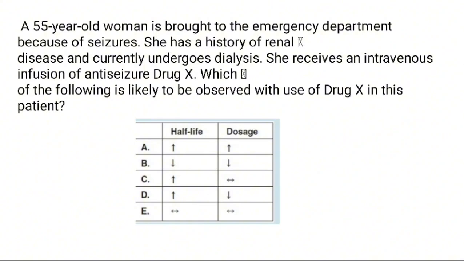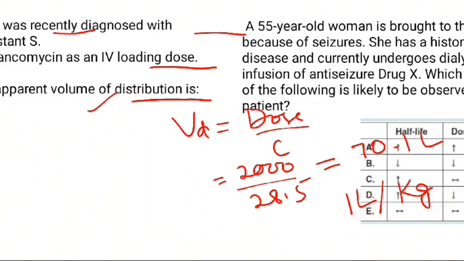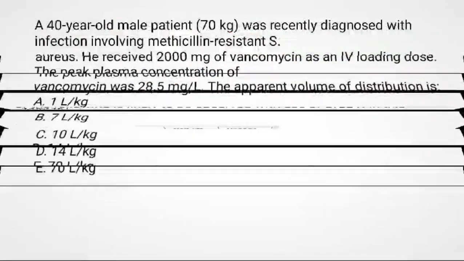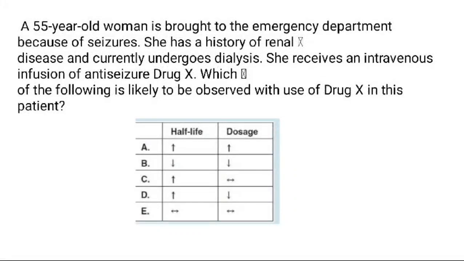A 55-year-old woman is brought to the emergency department because of seizures. She has a history of renal disease and currently undergoes dialysis. She receives an IV infusion of anti-seizure drug. Which of the following is likely to be observed with the drug X? What will happen to half-life? What will happen to dose?